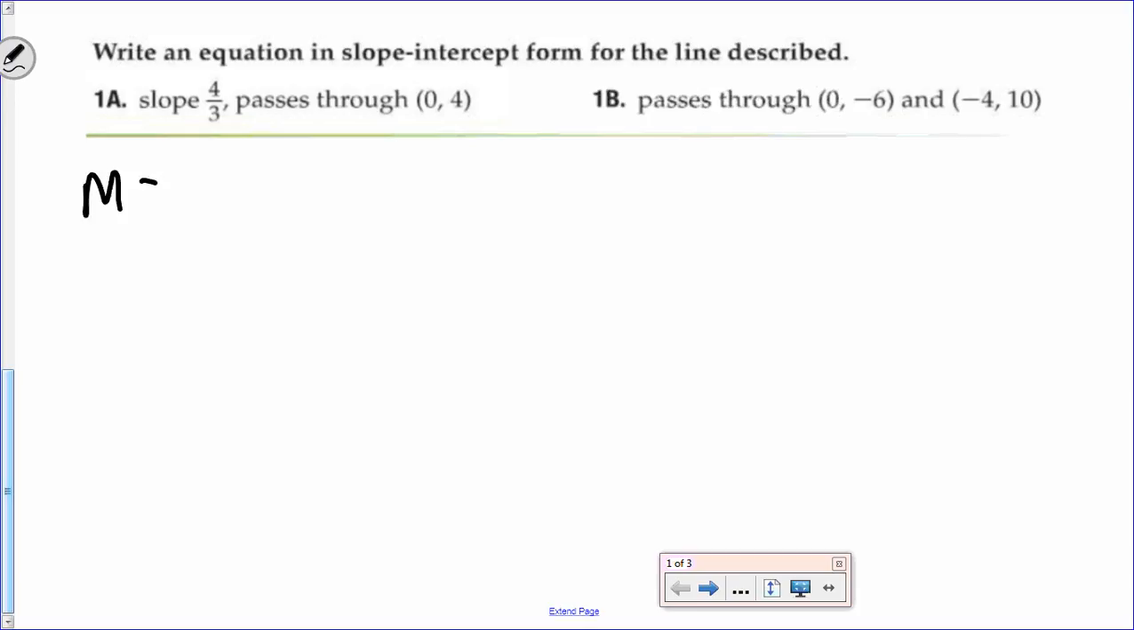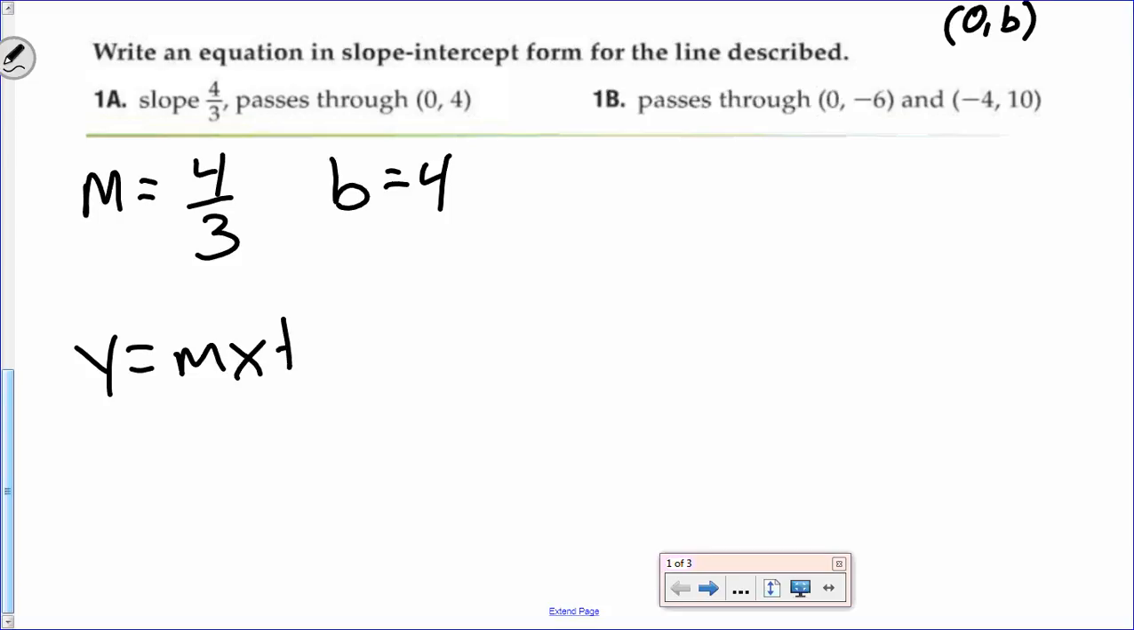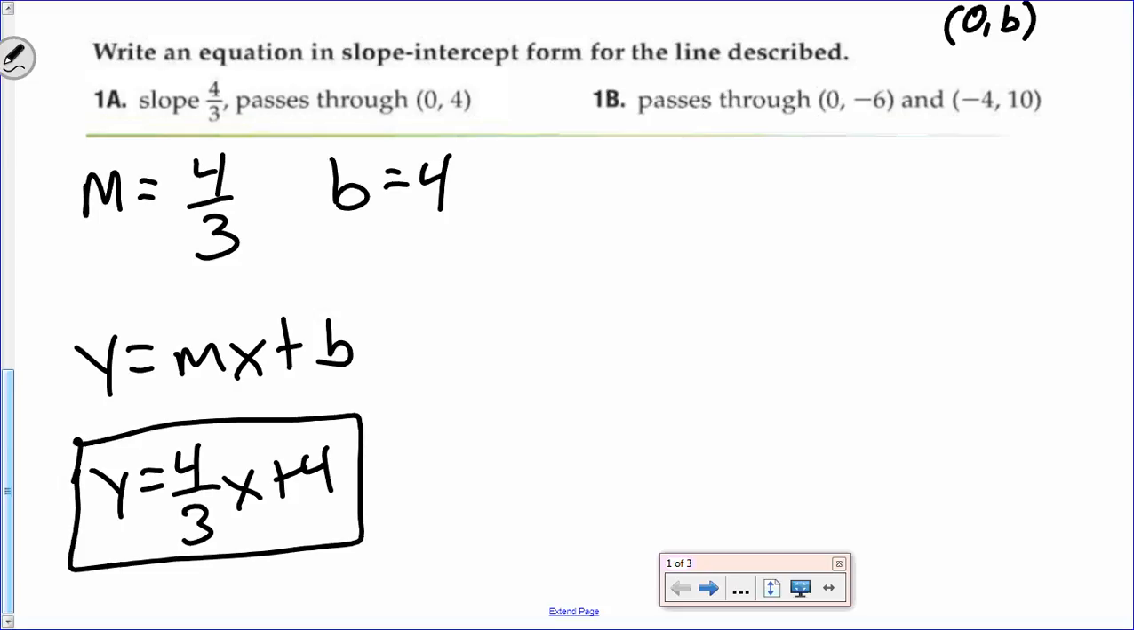In 1a, we are given the slope is equal to 4/3, and it passes through the point (0, 4). It's useful for us, if we look up at the top of that model again, if we have a point (0, comma, some value), we know that's going to be our y-intercept. So this should give us b is equal to 4. So we use y equals mx plus b again, substituting 4/3 for m and 4 for b. That's our solution here. So again, try 1b on your own.